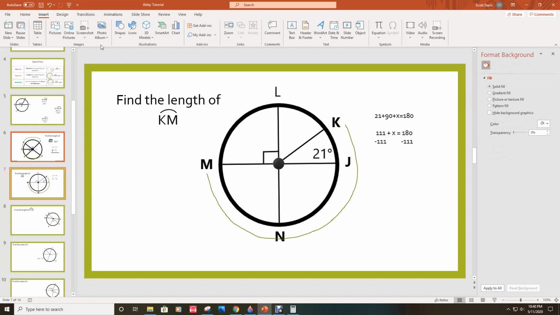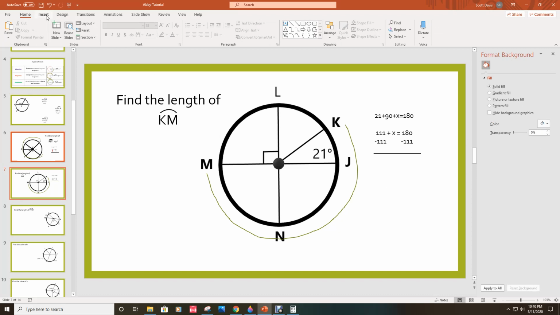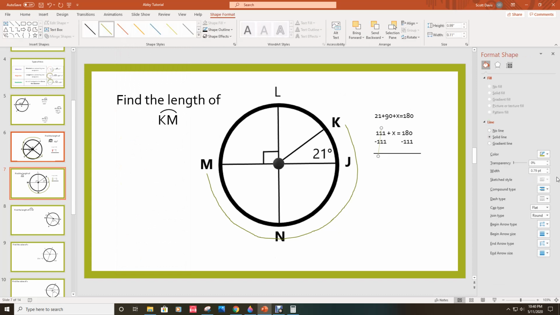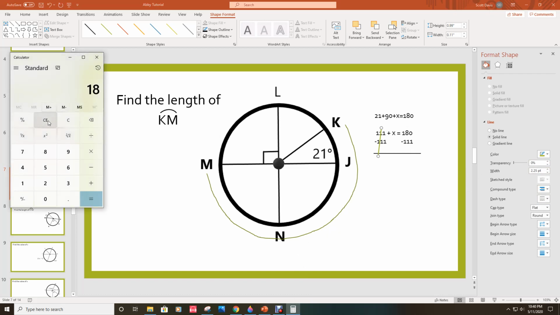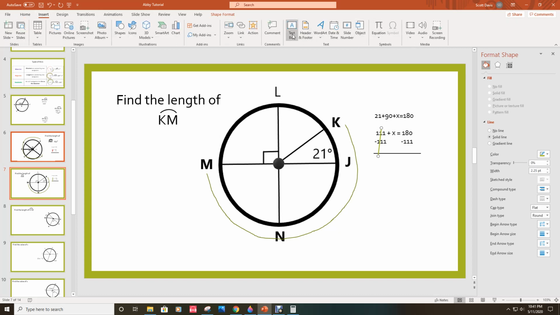So what have we ended up with here? Let's see what it equals. These cancel out: 111 minus 111 is 0, so they're gone. And now we need to figure out 180 minus 111. 180 minus 111 equals 69. So x equals 69.